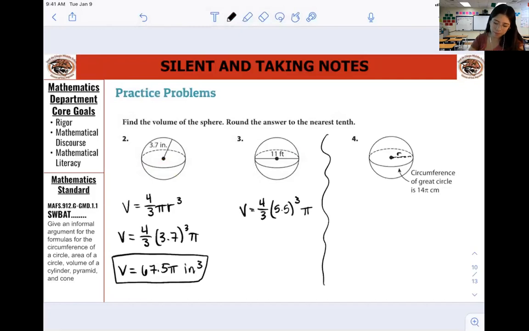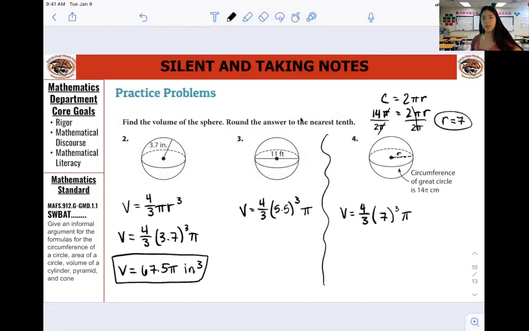Good. C equals 2 pi r. So if the circumference is 14 pi, right, we're just gonna divide by 2 pi on both sides. My pi's cancel out. And I get 7. So go ahead and do these two as well. And then we'll do a couple more and then we'll be done.